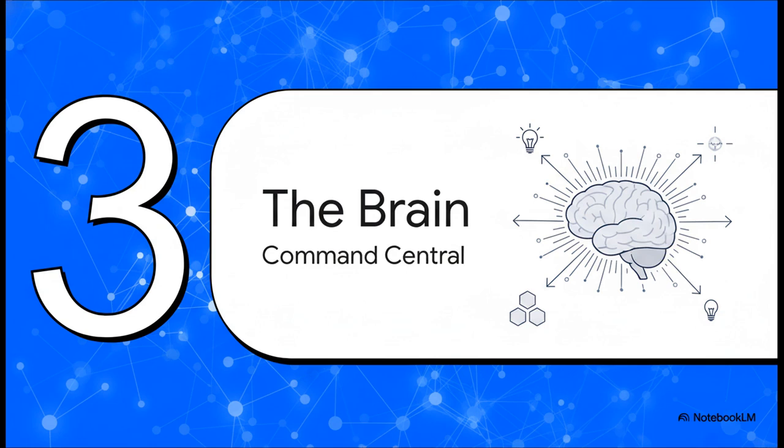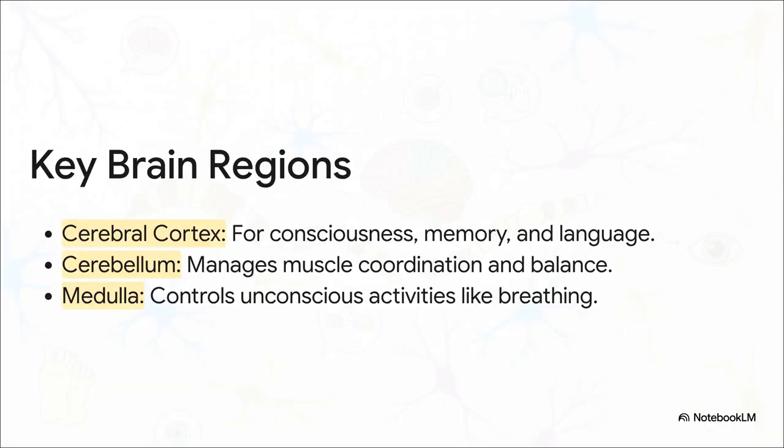Section 3, Command Central, the brain. Okay, for your exams, you've just got to know these 3. The big, wrinkly outer part is the cerebral cortex. Just think of that as your thinking cap. It handles intelligence, memory, all the complex stuff. At the back, you have the cerebellum. Think of that as your coordination center. It's what keeps you balanced. And then there's the medulla, which is basically your life support system, controlling things like breathing and your heartbeat without you ever noticing. Matching these parts to their jobs is a classic exam question, so get them learned.